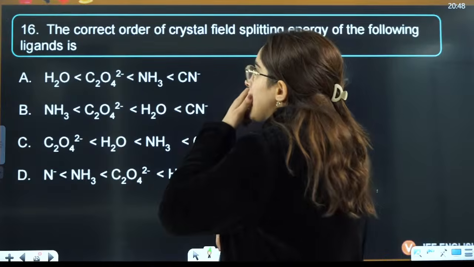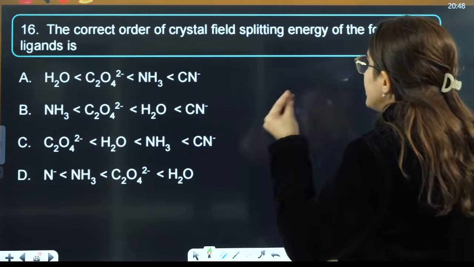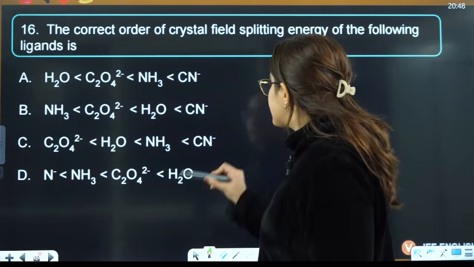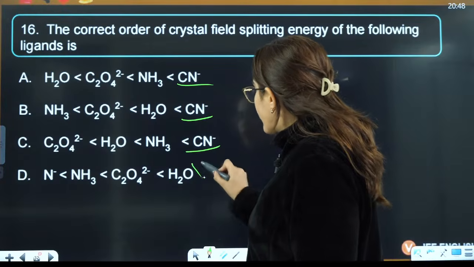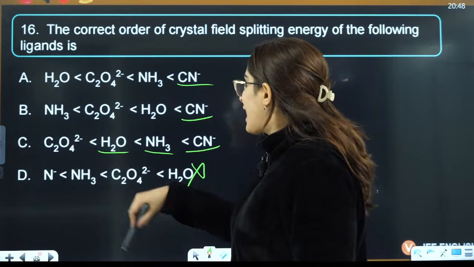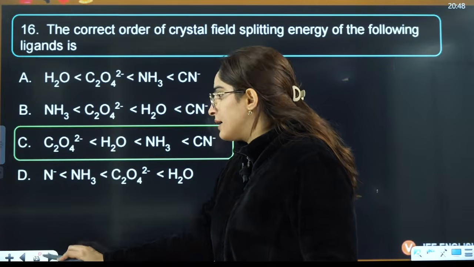Okay, yes. Now the correct order of crystal field splitting energy of the following ligands, this is again the same as JEE. Now this is based on the spectrochemical series. CN is definitely going to be highest. After that you will have ammonia, after that you will have water, after that you will have oxalate. So the answer is going to be C, right?